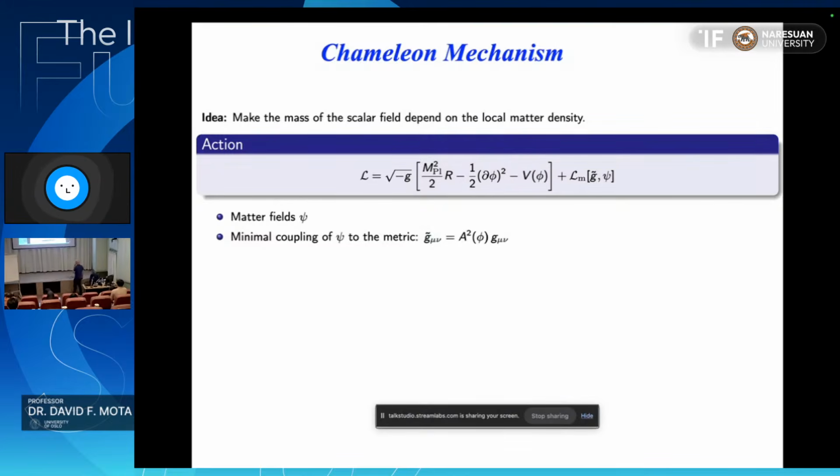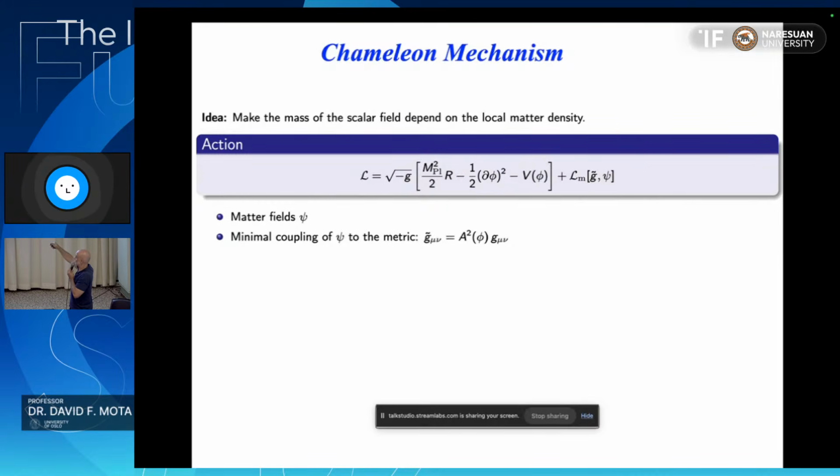So the chameleon mechanism, again, the whole idea is to make the mass of my scalar field environmental dependent, in the sense that when I'm in the solar system or near a pulsar or black hole, the mass becomes so large that the phi force range goes to zero. So I don't see my phi force. That's the whole idea.